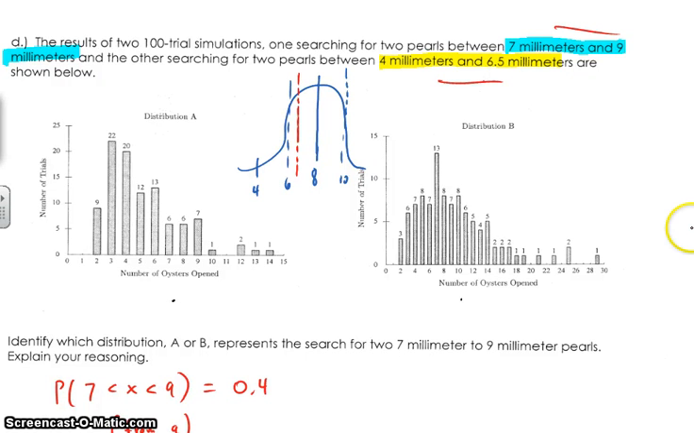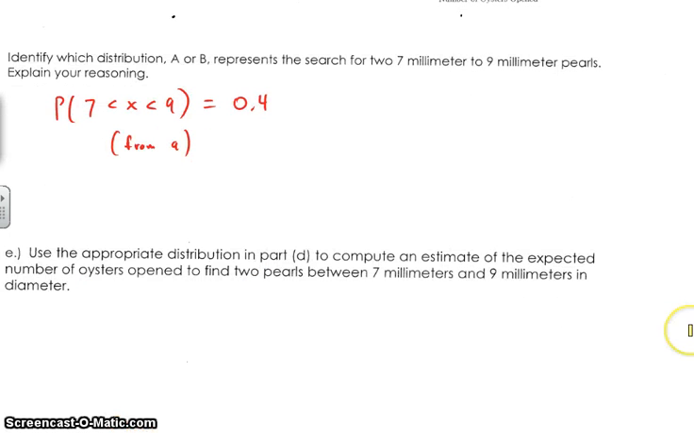All right. However, we also know that between 7 and 9 is where most of the area is. It's concentrated in the middle here. It's unimodal and symmetrical around 8. Okay, so really, in order to know for sure, we should compute the probabilities of finding each one of these things. So if we find between 7 and 9, we found in part A that there's about a 40% chance of finding a pearl of that size.